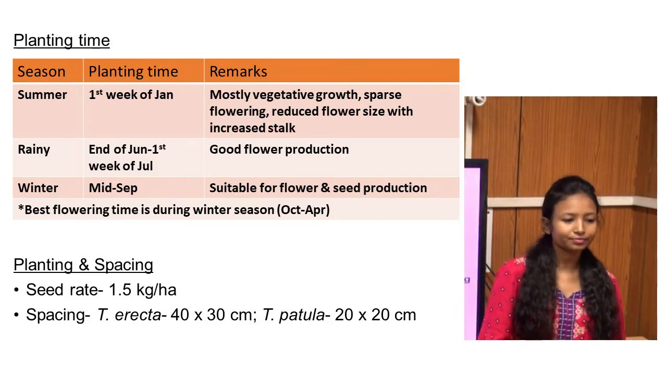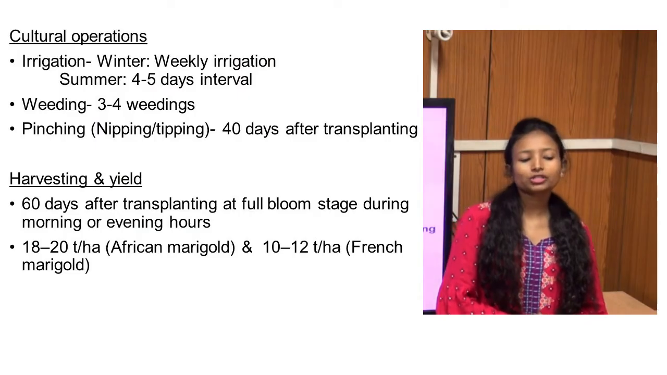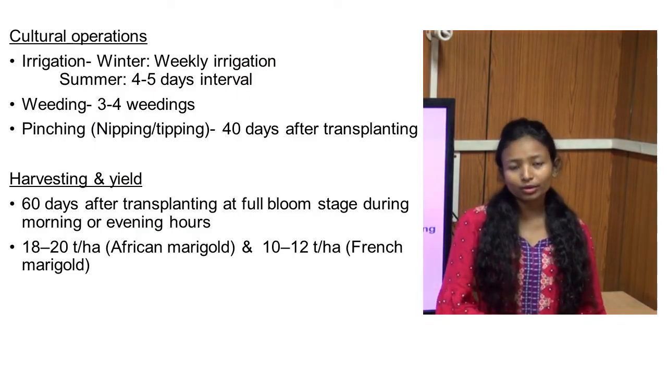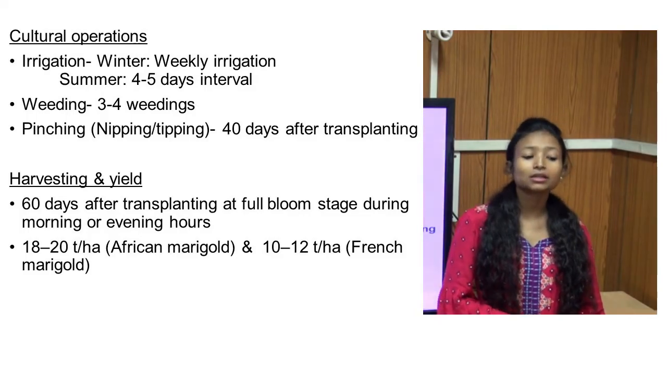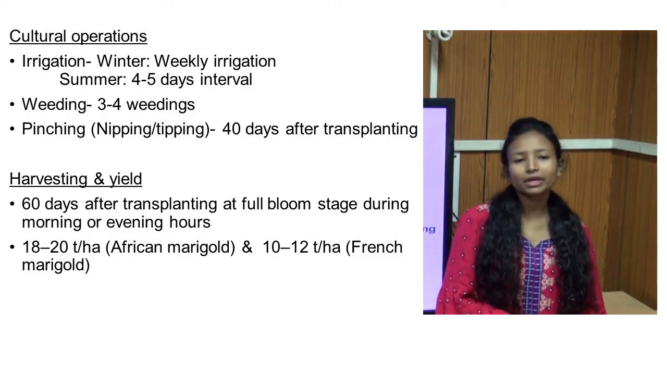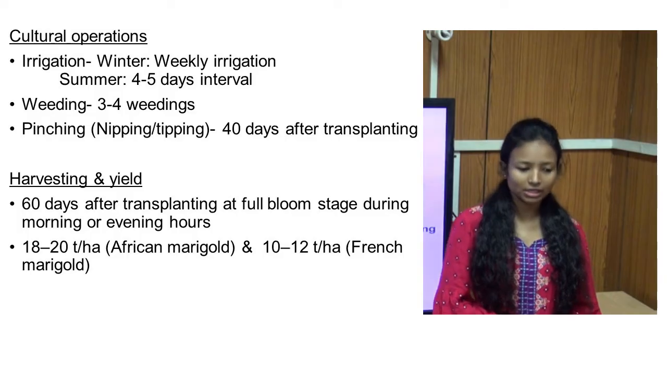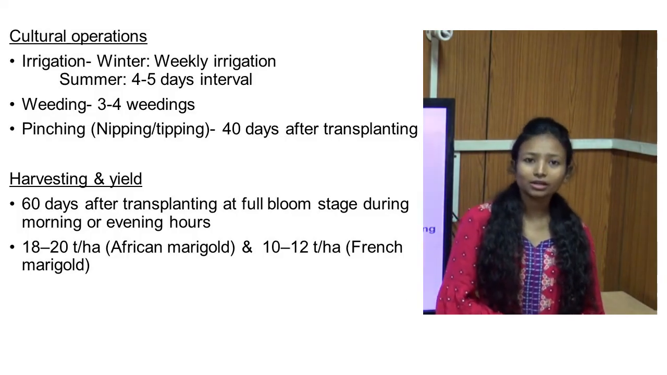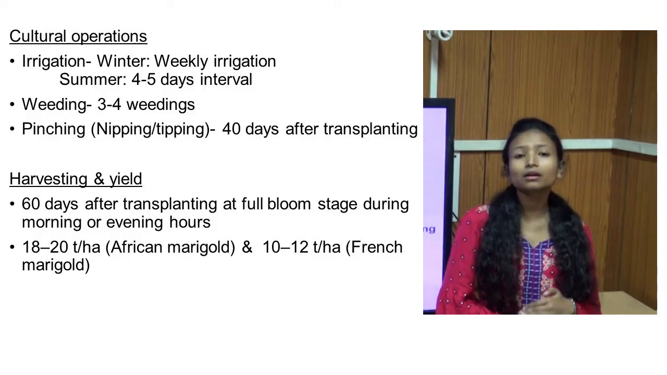In Tagetes patula, the spacing is 20 cm for row to row and 20 cm for plant to plant. Under cultural operations, irrigation is provided at weekly intervals during winter season, and during summer time it is provided at 4 to 5 days interval. 3 to 4 weedings are sufficient to maintain the field weed free.